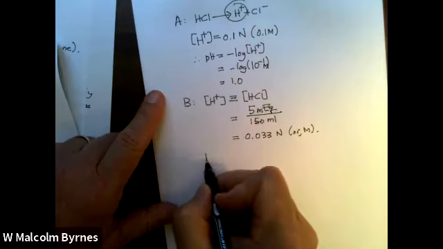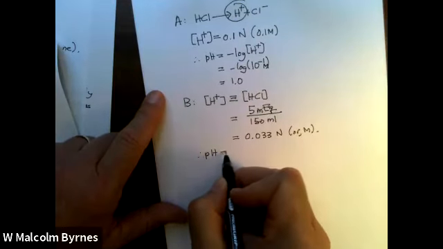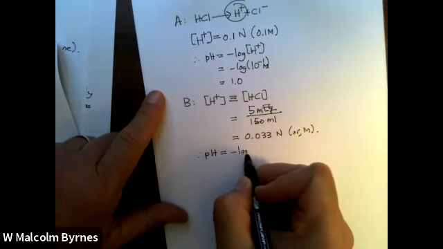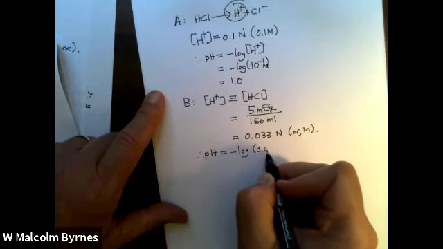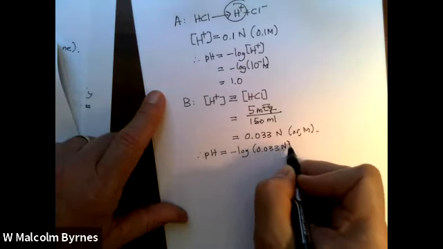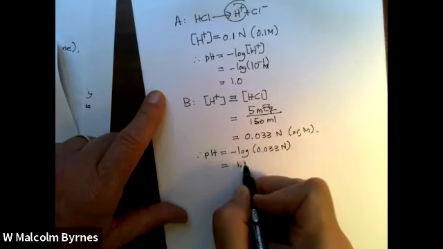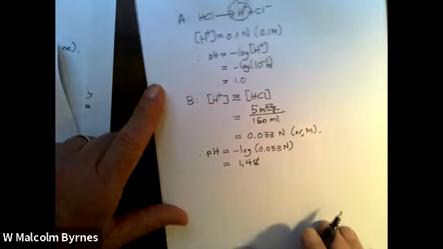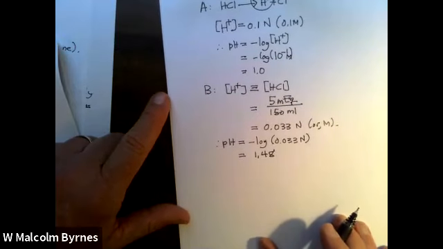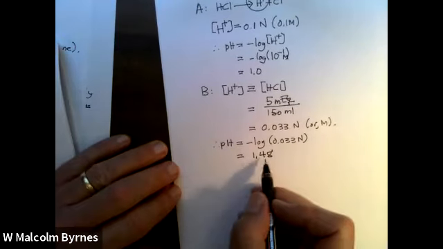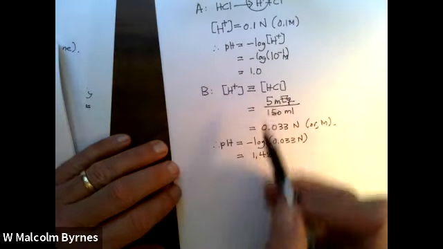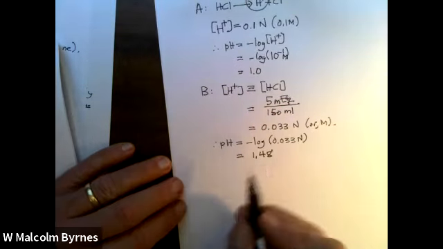And so what's the pH? pH is the negative log of 0.033, which is just, if you take the negative log of that, you get 1.48. Okay, so good so far. It hasn't risen very much. It went from pH 1 to pH 1.48 at the midpoint.